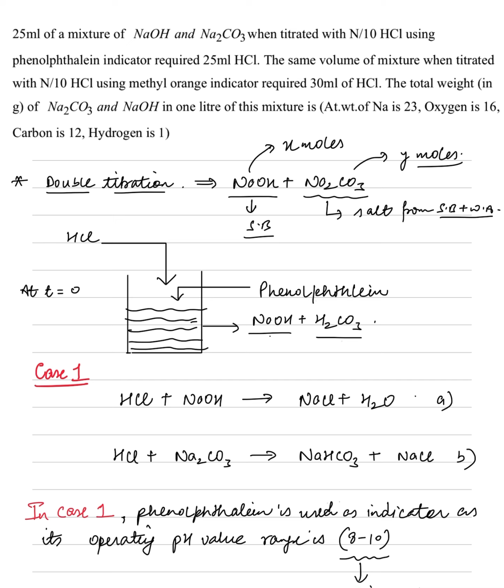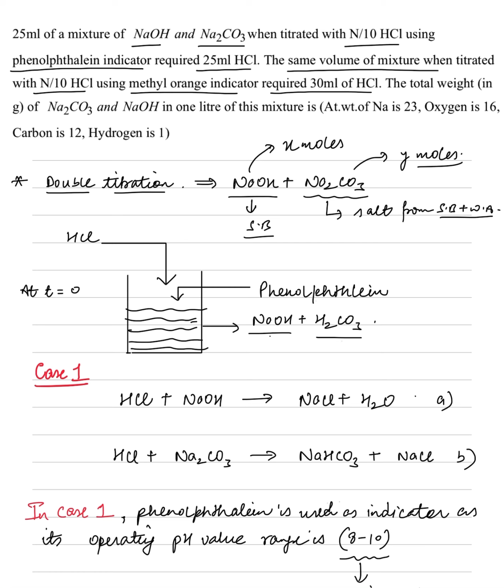It is saying that 25 ml of a mixture of NaOH and Na2CO3 is titrated using N/10 molar HCl. Now when this titration is done, we are using the phenolphthalein indicator, and during this titration 25 ml of HCl is consumed. Now the same volume of the mixture is titrated using N/10 HCl in the presence of methyl orange indicator, and the HCl consumed was 30 ml.